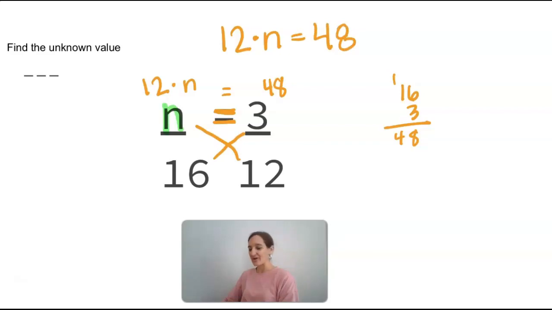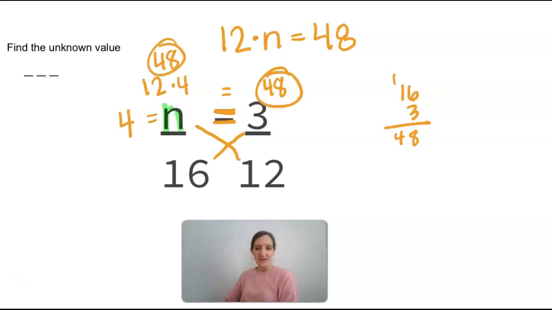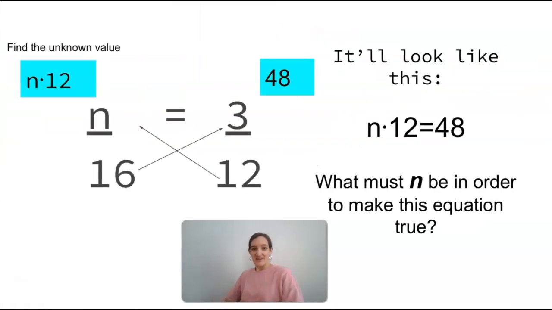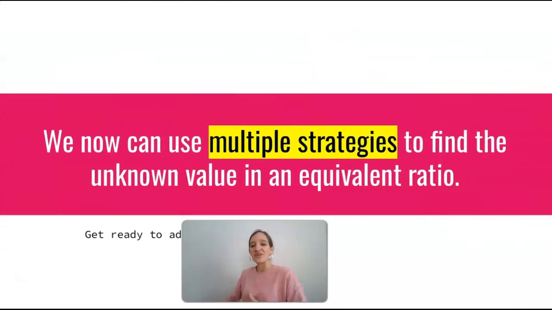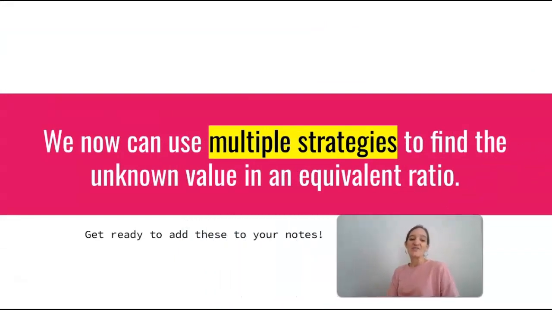The only thing that will work is 4. Because then I can get rid of that and get 12 times 4, which is 48. And then we have 2 numbers that are the same. So n equals 4. Perfect. So you can now find unknowns in equivalent ratios multiple different ways.